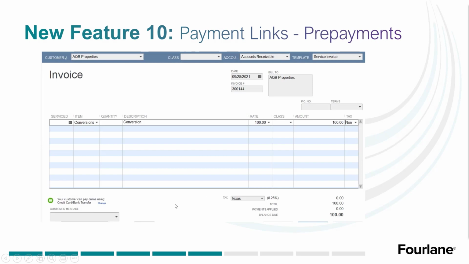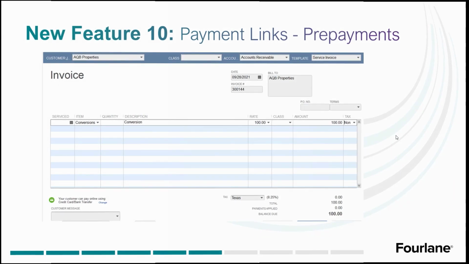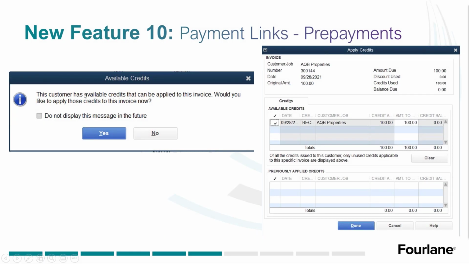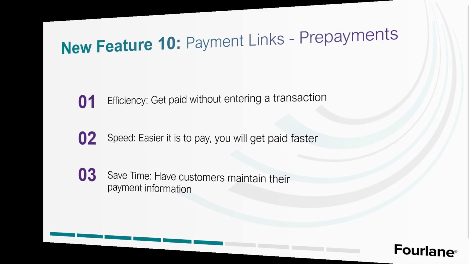So then, of course, when we're ready to finally create our invoice, and usually our invoice will be for more. Let's say it's not for $100, it'll be for $1,000. But it will pop up that box. This customer has available credits. Would you like to apply those credits to this invoice now? And then it will choose that credit that's available on account for that customer.